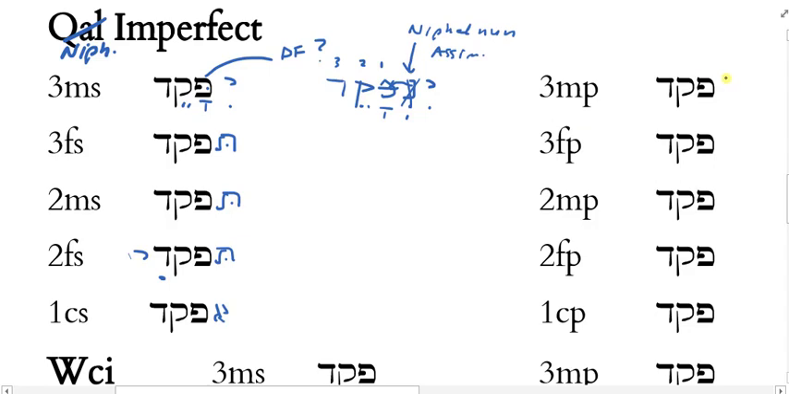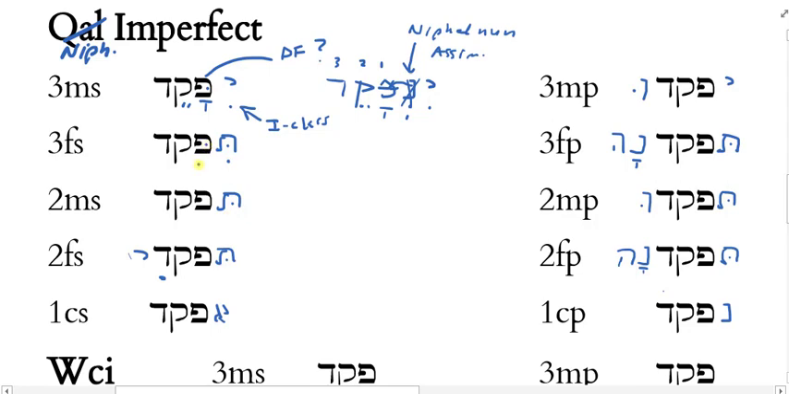On the plural side, it's a prefix yod and what on the end? Shureq. 3fs is prefix tav and nah. Remember that? 2mp is prefix tav with shureq on the back. 2fp, prefix tav with nah on the back. In other words, the 3fp and 2fp are the same. 1cp is prefix nun. All right. What is the vowel pointing here? Every form of the preformative is going to get an i-class vowel. You see hiriq is an i-class vowel, right? So I'm going to want i-class vowels here.